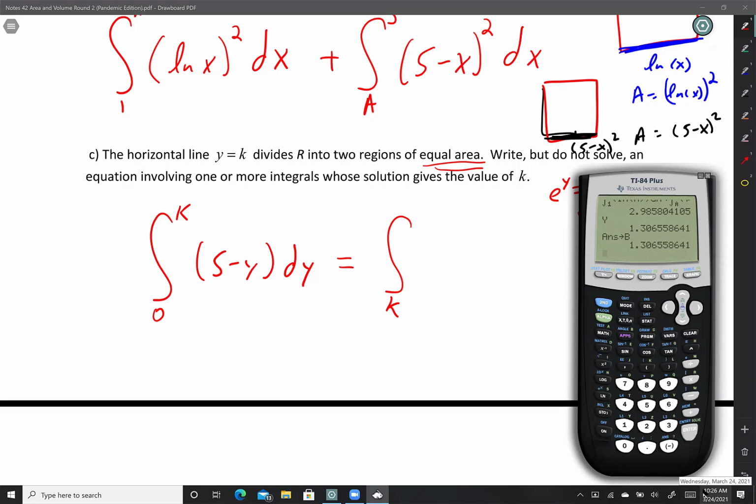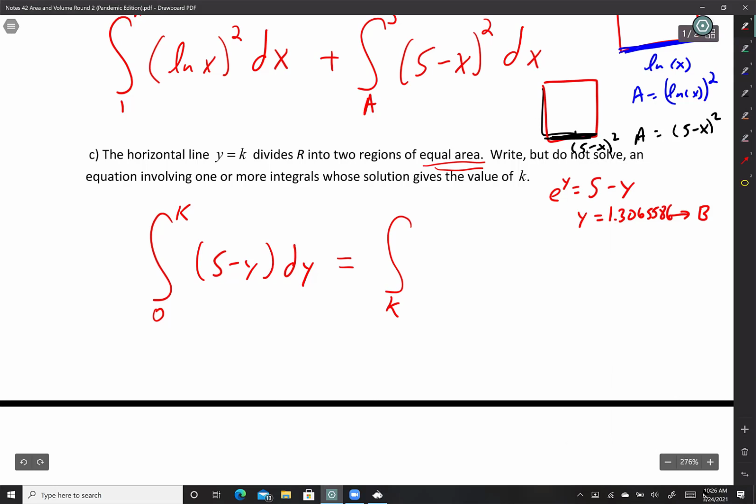This is just one answer. This is not the only one. From K to B, and it's going to be the same thing. 5 minus Y. Oh, why did I put dy over here? Man, how come you guys didn't tell me?